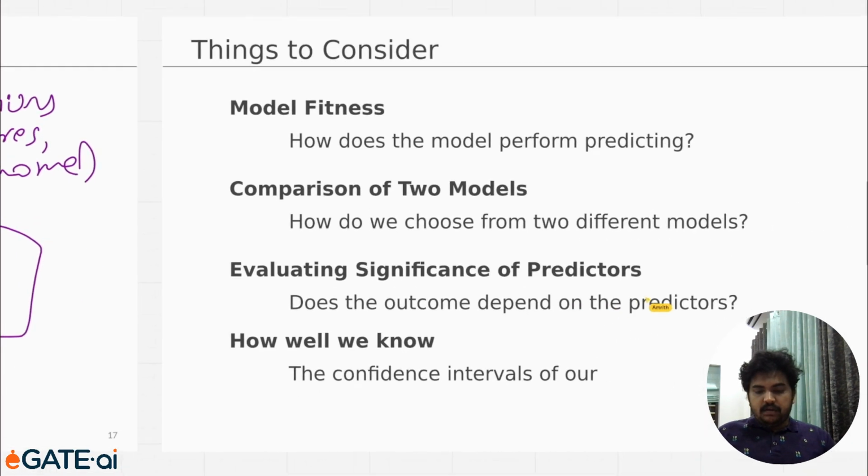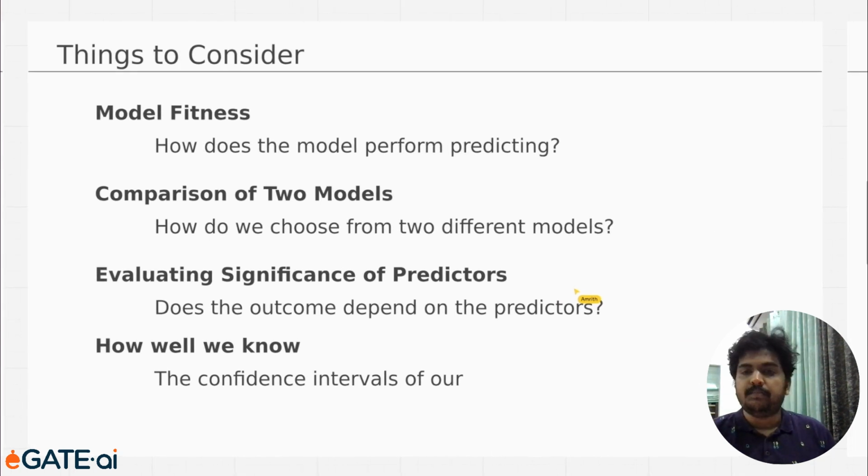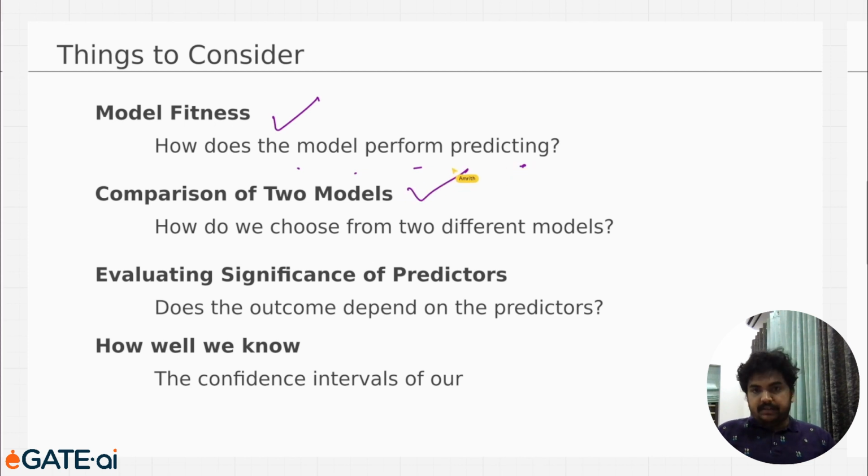So before we go into full-fledged modeling, there are a few things we have to keep in mind. We will look into the model fitness, which is how the model performs in predicting. Then comparison of two models: if I have multiple options, a space of multiple possibilities, I have to choose the best one amongst them. So how do I do that?